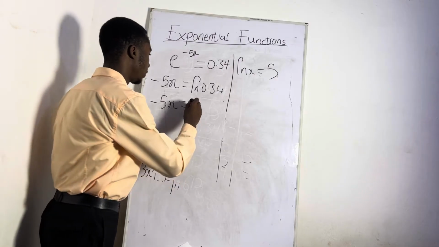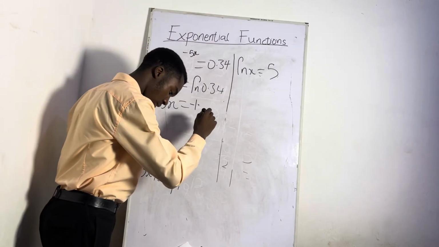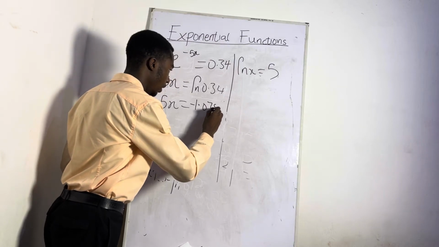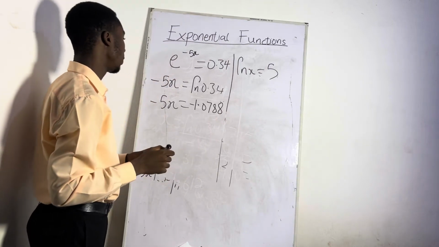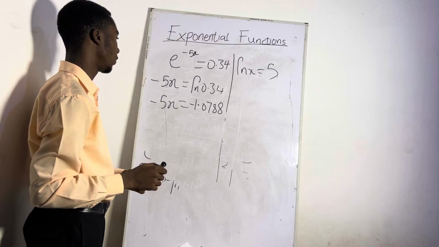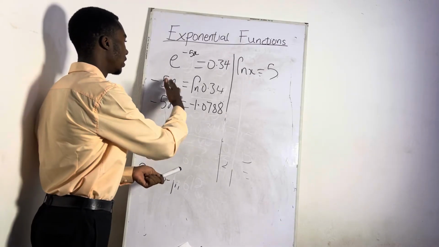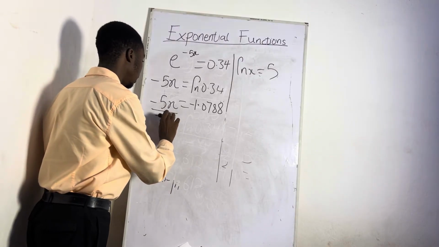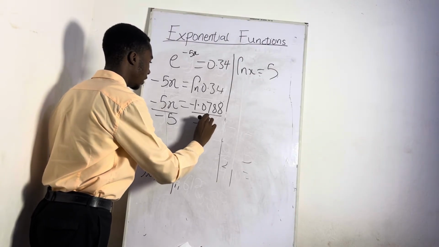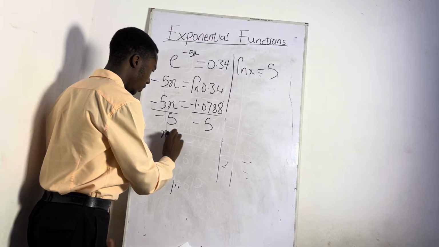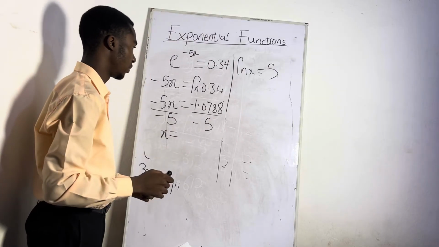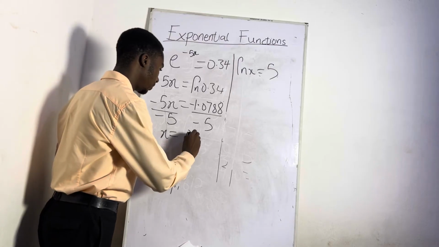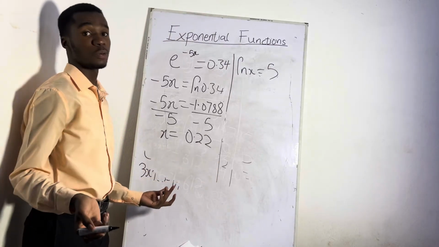So negative 1.0788. Now that we have negative 5x is equal to negative 1.0788, we want to make x the subject. We can just divide both sides by negative 5. So x would be negative 1.0788 over negative 5, and we are getting 0.22. So that's how we go about it.